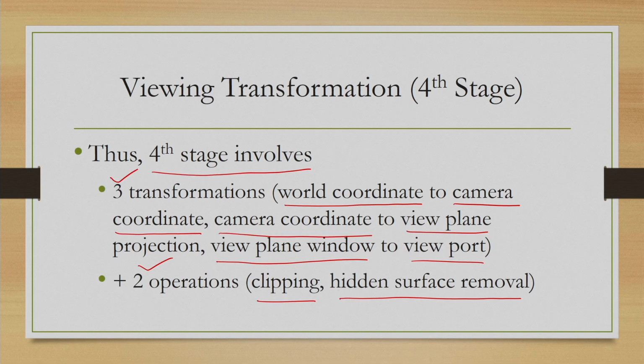So, first we defined objects in the first stage. In the second stage, we combined those objects in a world coordinate scene. In the third stage, we assigned colors to the object surfaces in the world coordinate scene. In the fourth stage, we transformed the world coordinate scene to the image on the viewport through a series of transformations which form a sub pipeline within the overall pipeline.